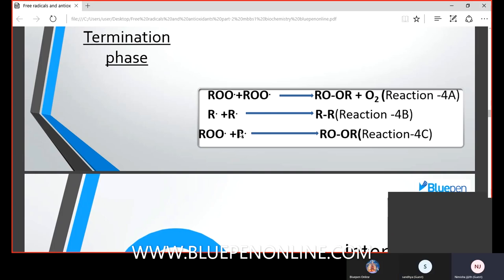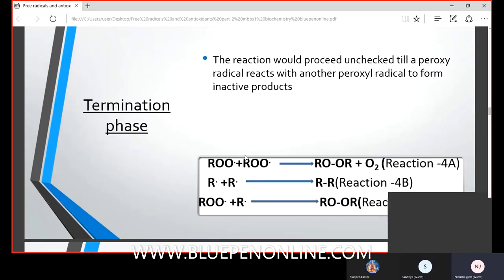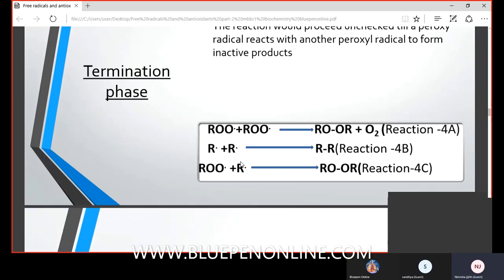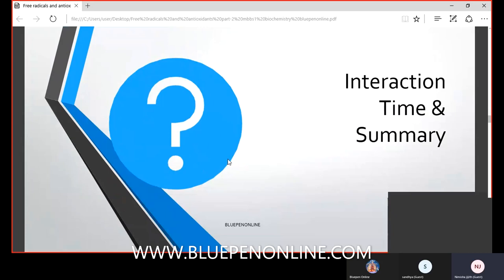That is the last moment, the final stage. Only the reaction of two free radicals occurs. Almost the same type of free radicals combine together and form inactive products. So here we discussed three clinical significances of lipid peroxidation.